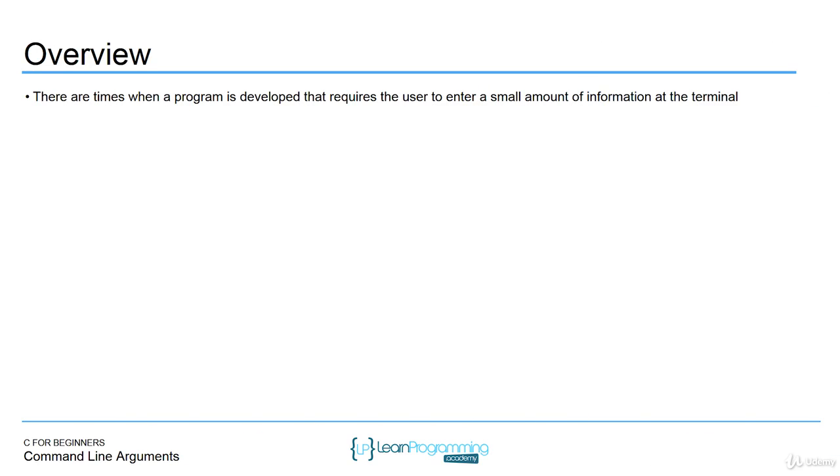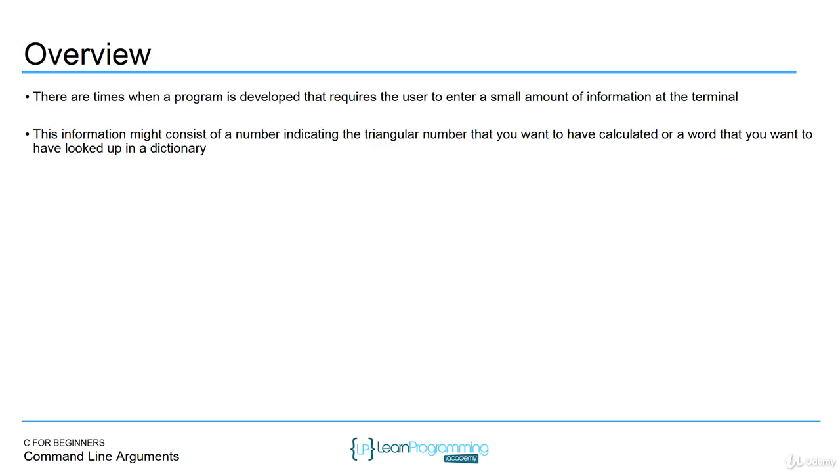So command line arguments. Basically, there are times when a program is developed that requires the user to enter a small amount of information at the terminal. Okay, so just like this implies, command line arguments are essentially program arguments. It's how you can pass data to a program. So when a program needs data that's dynamic, that's entered by the user, there's a number of different ways you can pass this data in. You can either ask the user for it, or you can pass it as a program argument, right?